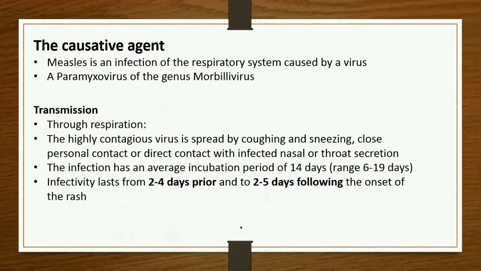The causative agent of measles is an infection of the respiratory system caused by a virus, and the most important virus is a paramyxovirus of the genus morbillivirus. Transmission is through respiration. This contagious virus is spread by coughing and sneezing, also by close person contact or direct contact with infected nasal or throat secretions.